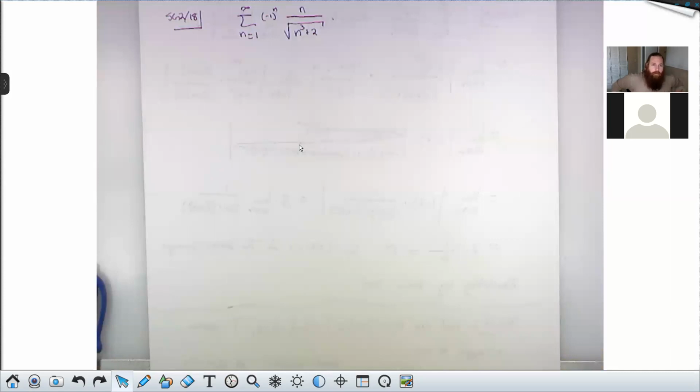So what do we see here? It's definitely not geometric or telescoping. Doesn't look anything like those. It is alternating, so we could try the alternating series test. But if I imagine that it's not alternating, if I imagine that this piece wasn't here, then I would have n over the square root of n cubed plus 2.